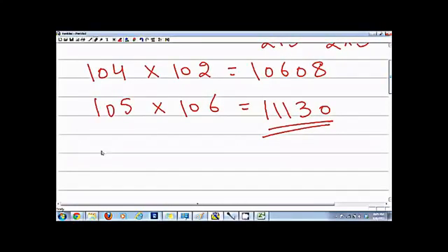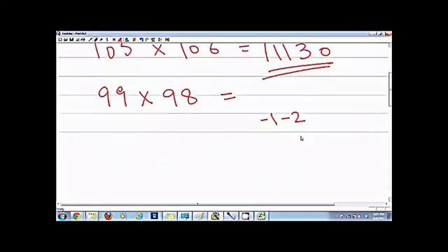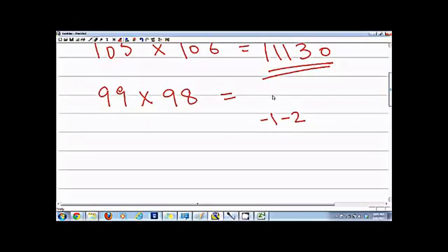If I have a number less than 100, for example 99, and I want to multiply by 98, in this case we have one less than 100 and here two less than 100. So what we have to do is first write minus 1 minus 2, and that is equal to minus 3. We will subtract that from 100, so that will be 97, and then multiply these two numbers together: minus 1 into minus 2 is equal to 2. So the answer is 9702.